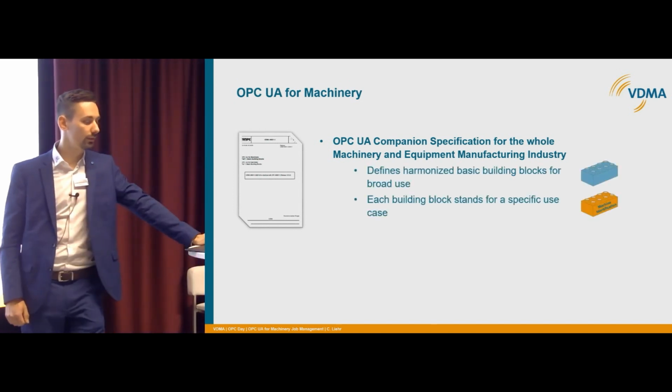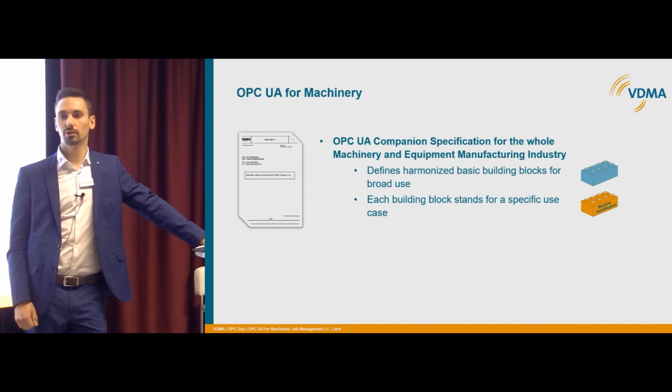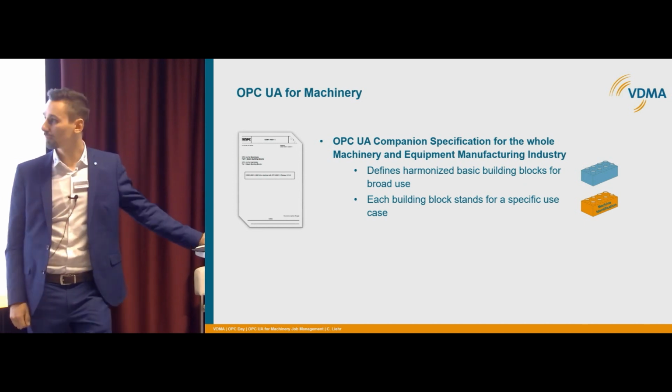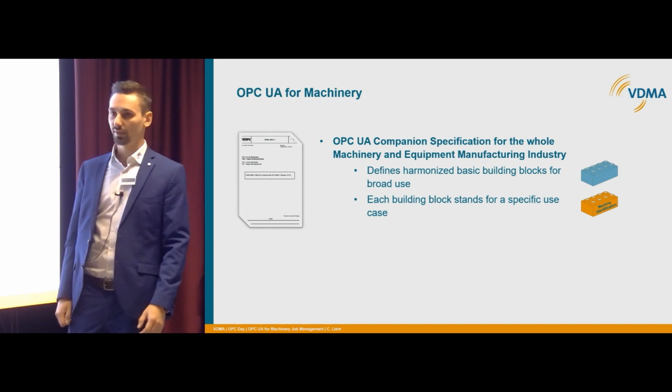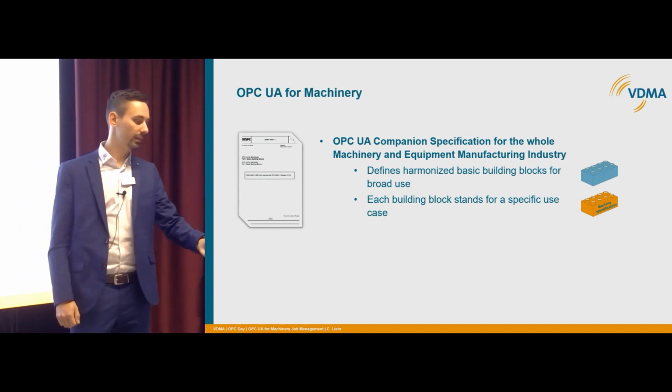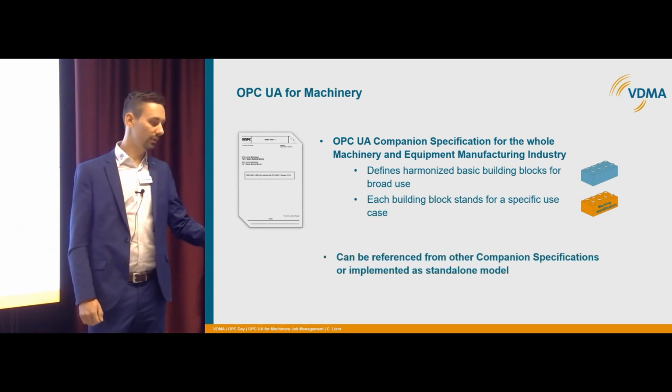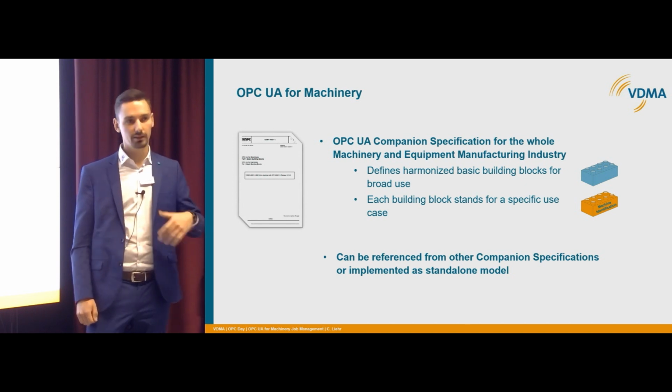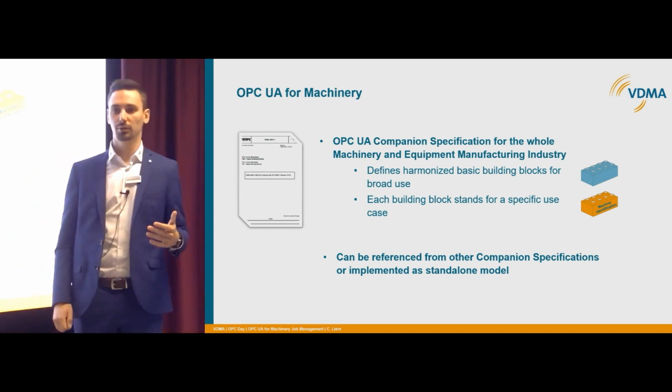The machinery specification uses the concept of the so-called basic building blocks, and each building block stands for a specific use case. And here it's important to mention that there are two different ways to implement and use the OPC UA for machinery.